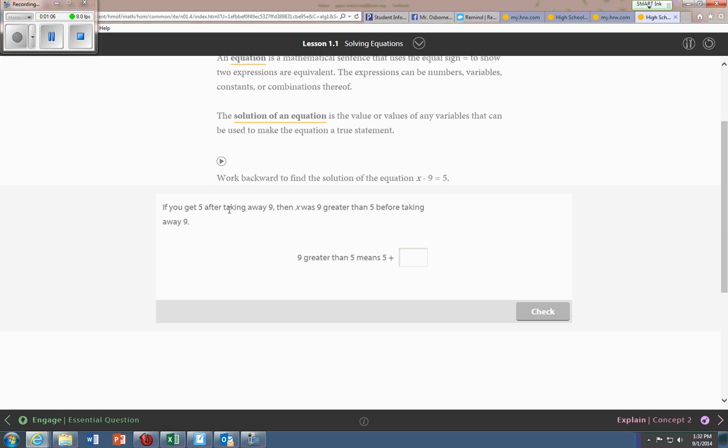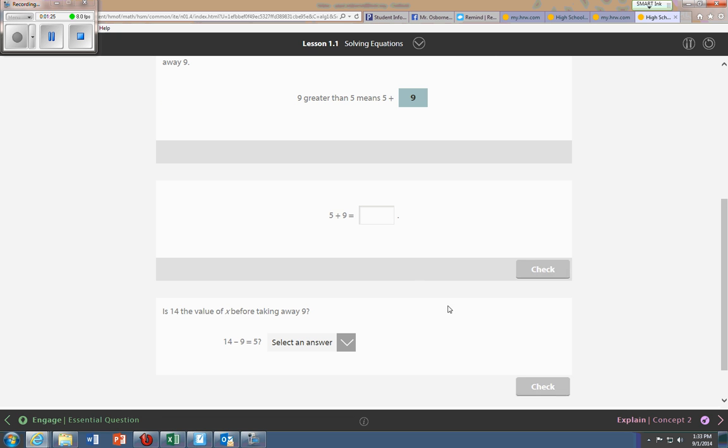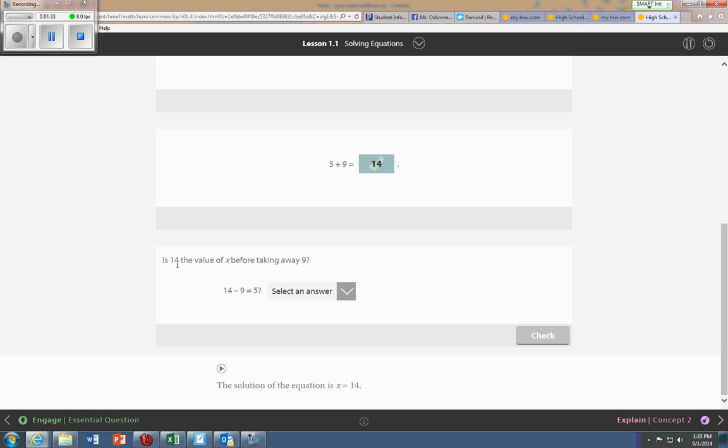If you get 5 after taking away 9, then x was 9 greater than 5 before taking away 9. That's working backwards. So 9 greater than 5 means 5 plus what? And that's going to be 9. So 5 plus 9 is 14. So is the value 14 the value of x before taking away 9? And the answer is yes, of course. The solution of the equation is x equals 14.